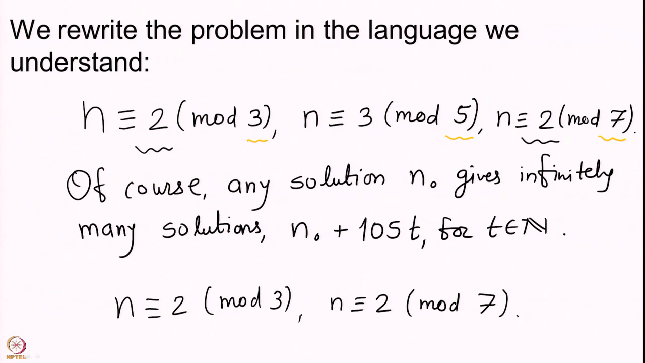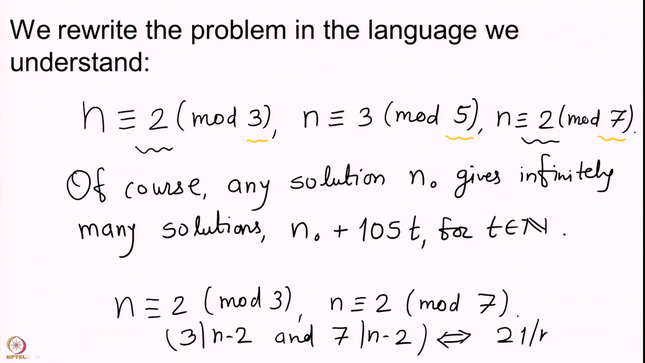So, because n is congruent to 2 mod 3 and n is congruent to 2 mod 7, it tells us that 3 divides n minus 2 and 7 divides n minus 2. Now, this will occur if and only if we have 21 divides n minus 2.